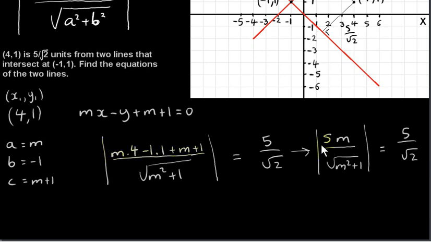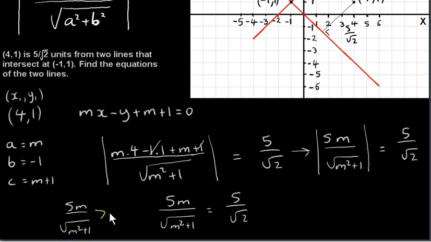Simplifying the top here, we get just 5m. These cancel. Now, this equation here is really two equations in disguise, depending on whether 5m over root m squared plus 1 is positive or negative. So if what's inside the magnitude lines is positive, then we can just drop these lines and write 5m over root m squared plus 1 equals 5 over root 2. So that's one equation. This is for the situation where 5m over root m squared plus 1 is positive. We get this equation. The other situation is if 5m over root m squared plus 1 is negative.